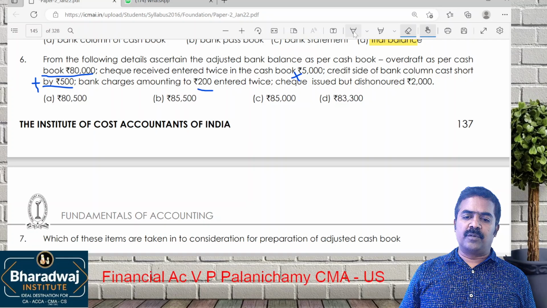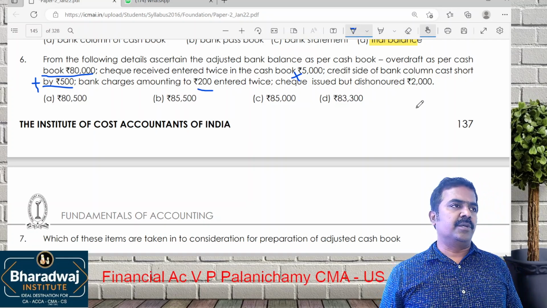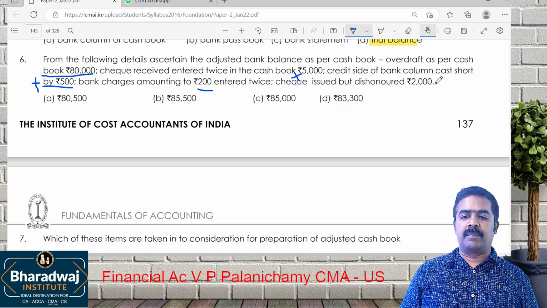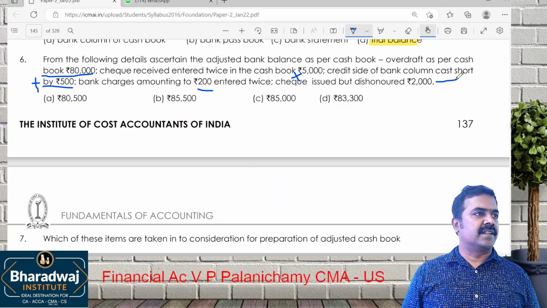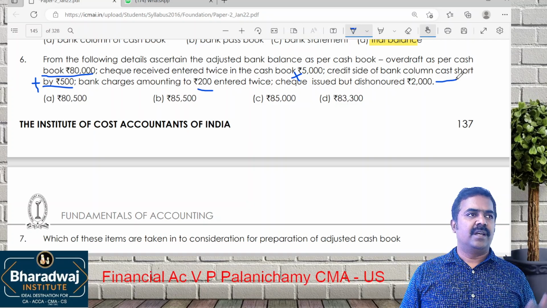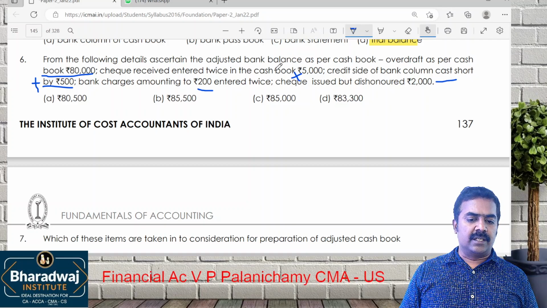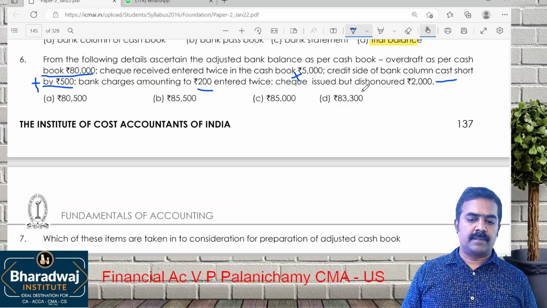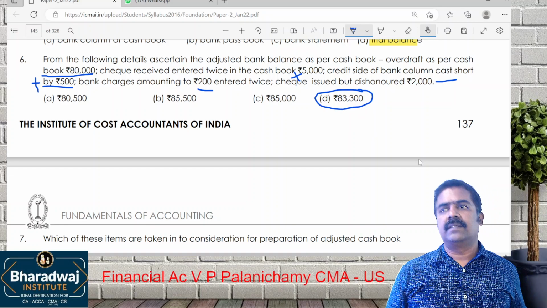When we issue checks, what would we have done? We would have reduced. But whether the banker has reduced? No. What to do? Add it back. But OD is a starting point, so minus. Checks issued, we have deducted. Whether the banker has deducted? No. What we should do? Add back. But OD is a starting point. So minus. 80,000 plus 5,000 plus 500 minus 200 minus 2,000. What is the answer? 83,300.